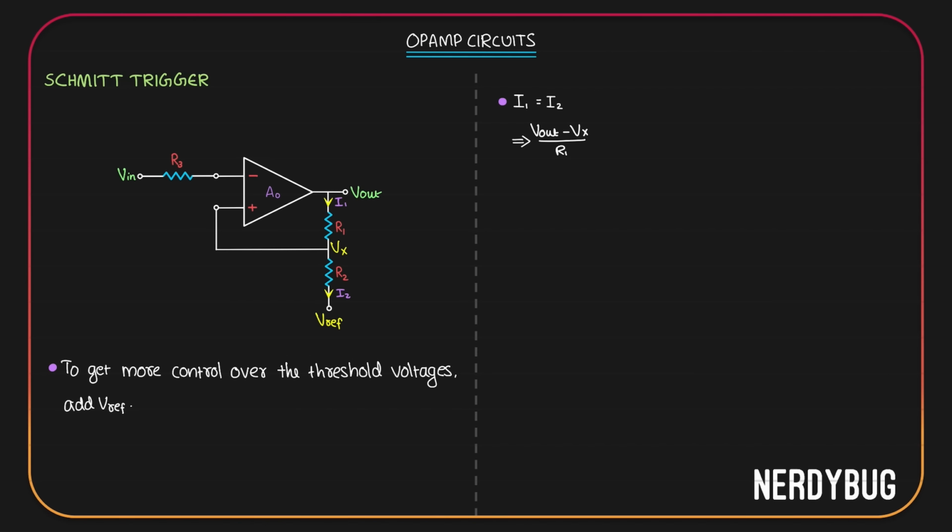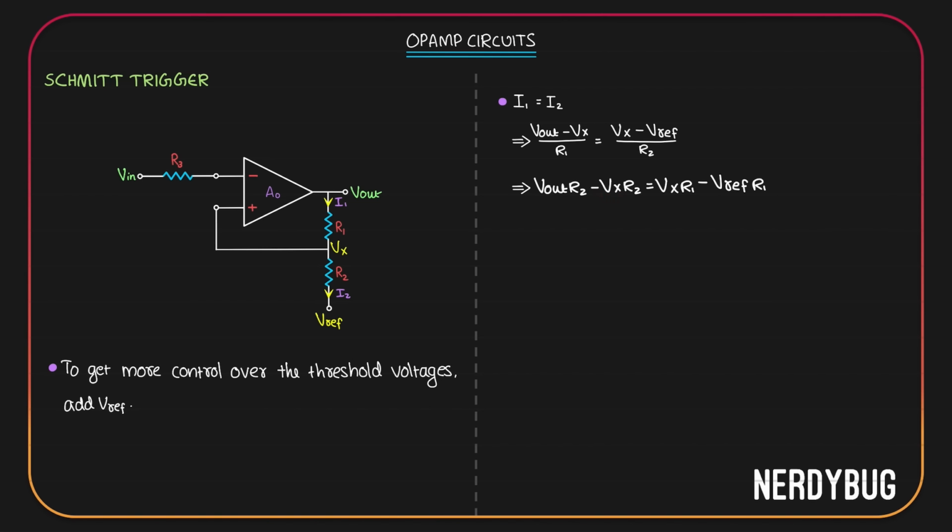I2 is the current through R2. R2 has Vx potential here and Vref here. So I2 is (Vx minus Vref) divided by R2. But these two are equal. Let's take R2 to this side and R1 to the other side. We get Vout R2 minus Vx R2 is equal to Vx R1 minus Vref R1.